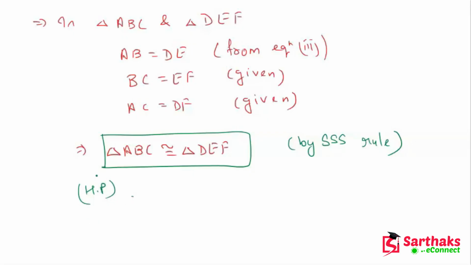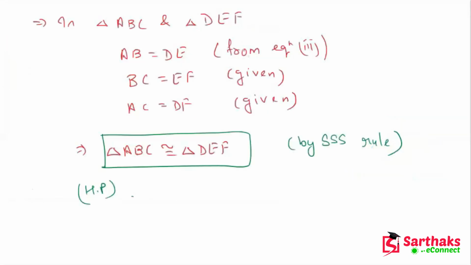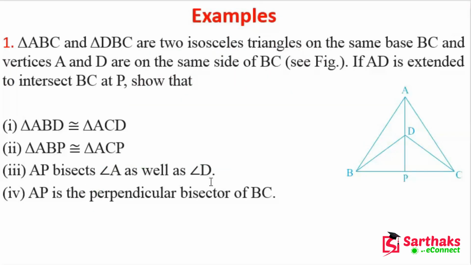Okay, so now let's solve the problems. So question number 1 is triangle ABC and triangle DBC are two isosceles triangles on the same base BC. So base is BC, which is same, and vertices A and D are on the same side of BC.